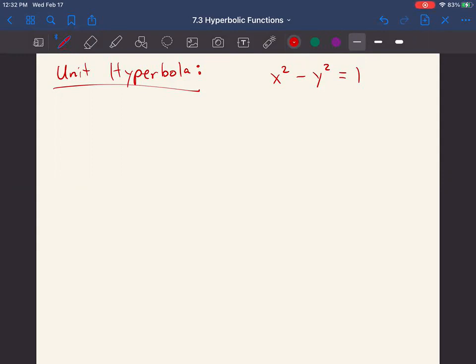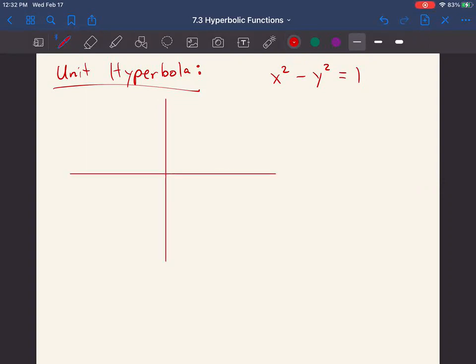All right, no matter where you went on the unit circle, those two values squared and added together for your coordinates always equaled 1, right? That's what defined it for us. So now what we want to make is a hyperbola where, no matter where we are on the hyperbola, if we take the two coordinates, square them and find their difference, it's going to be 1. And that's our unit hyperbola. So let's take a look here. Let's draw some nice axes.